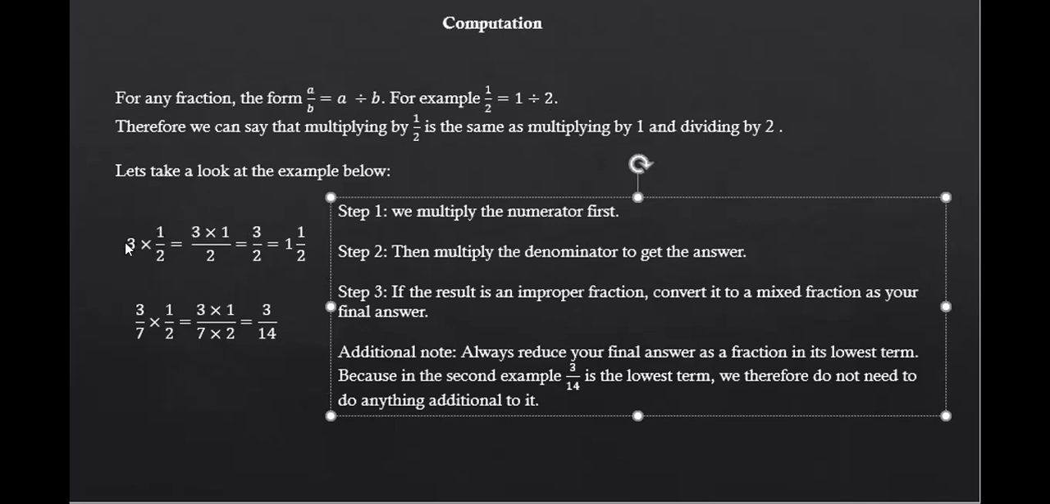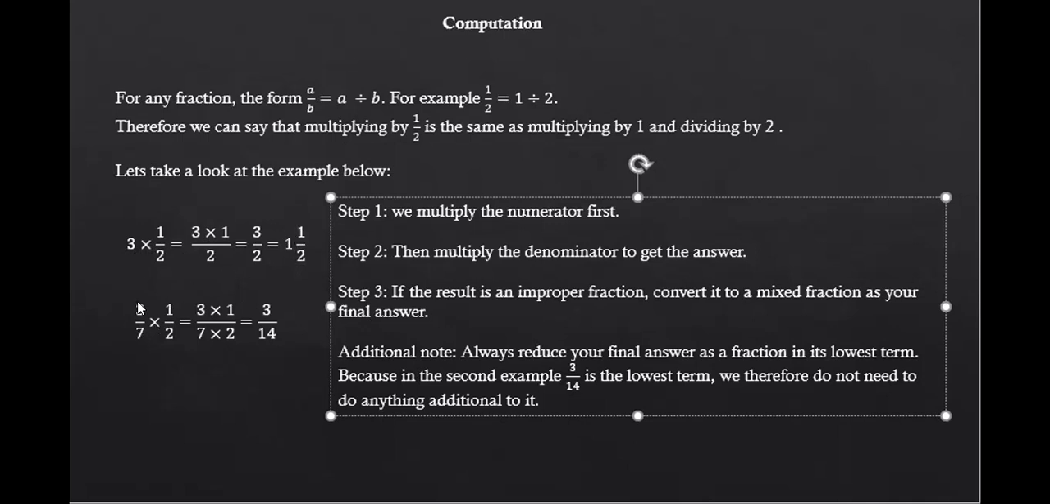This 3 here can be counted as 3 over 1. So it's going to become 3 multiplied by 1. And because the 1 here is understood, it's just going to remain with the denominator 2. Now, at this point what we have is an improper fraction, 3 over 2. To find our final answer, we must reduce it to its lowest form as a mixed number. So we get 1.5.